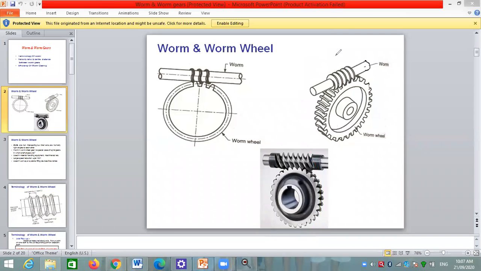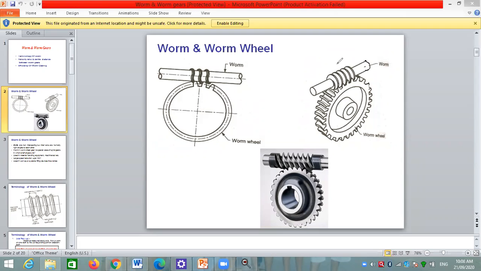Then what are the applications of the worm and worm wheel? These are used in the steering mechanism of the automobile. It is used in cranes, and in dam gates, the gates used at a dam to control or to flow the excess water from the dam. Such types of mechanisms use the worm wheel. In lifts also, worm and worm wheel are used. Okay, these are some applications of the worm and worm wheel.